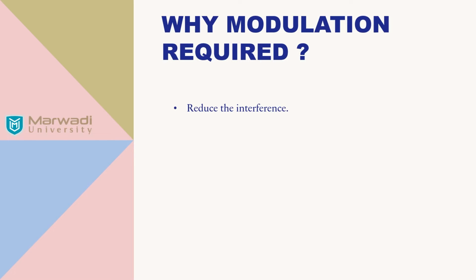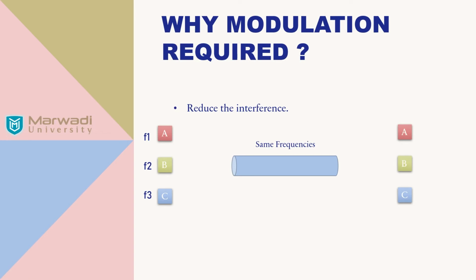The second reason modulation is required is interference. Suppose there are three users transmitting signals on one channel at the same frequency. The frequencies clash and create interference, and at the receiver side we can't get any information. If we modulate the three signals with different frequencies, we can pass them on one channel, and at the receiver side the demodulator demodulates all the signals and gives the right data.